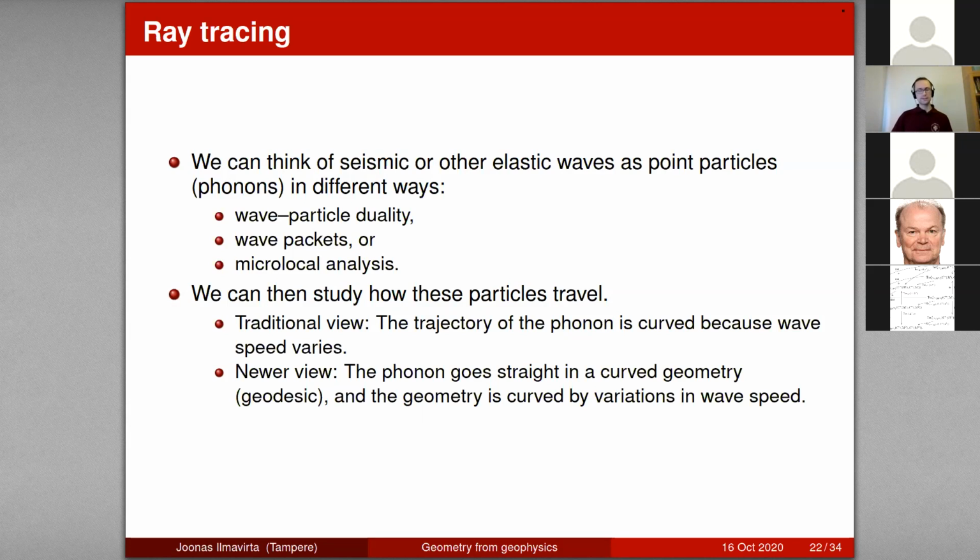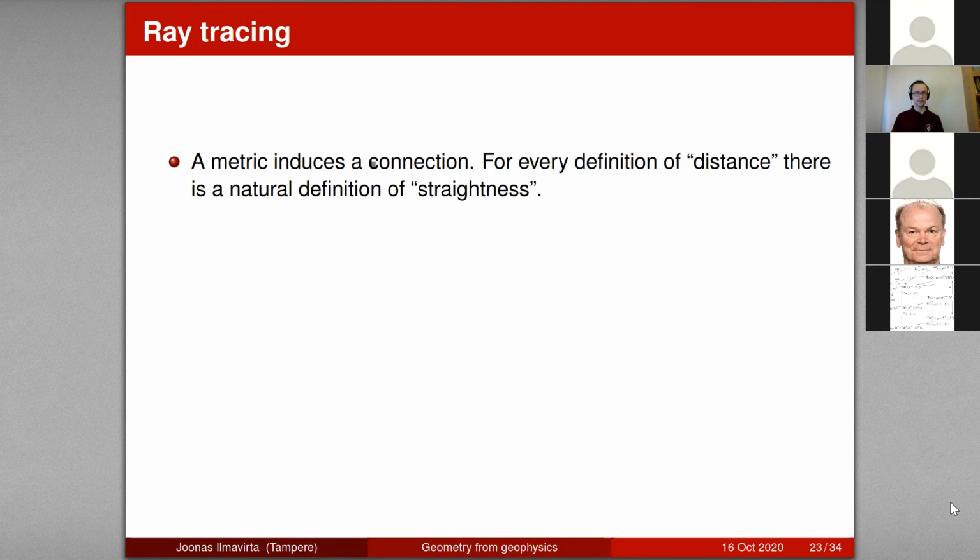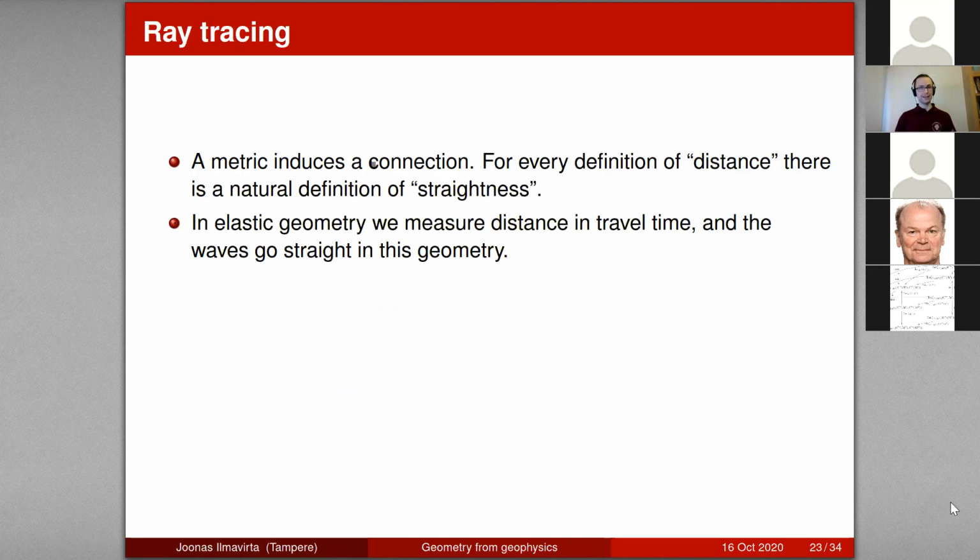Okay, so this is how my phonons travel. They go straight in this weird geometry. And well, a concept from differential geometry is that a metric induces a connection. What it means is that for every definition of distance, there is a natural definition of straightness. You can put it much more technically, but that is somehow the main point. For every concept of distance, you can define what it means to be straight. So in elastic geometry, we measure distance in travel time, and these waves, or at least the quasi-p-polarized waves, actually go straight in this geometry.